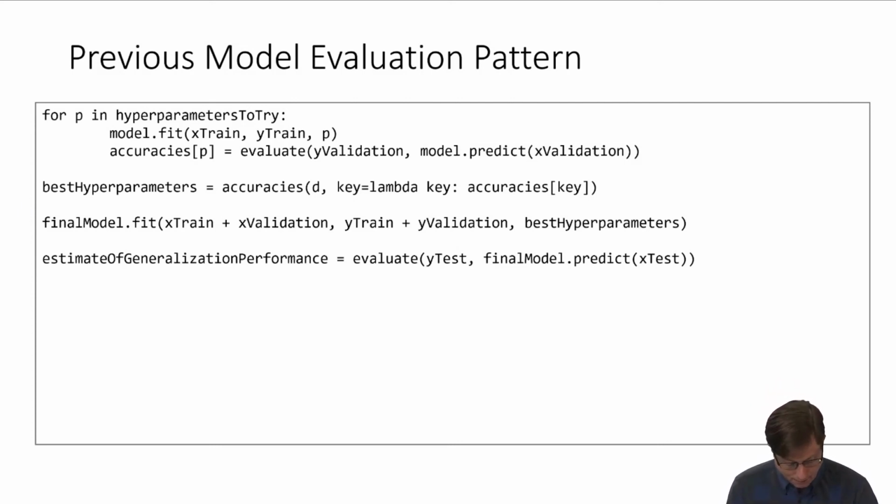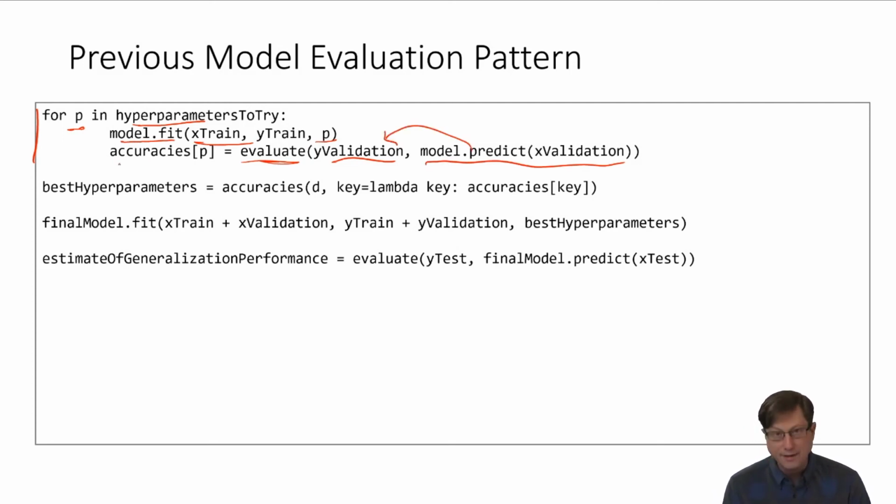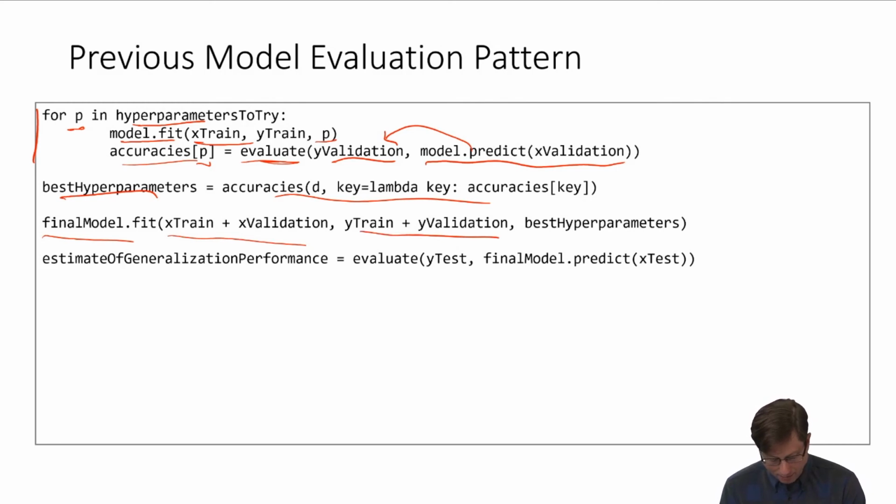Here is the pattern that we looked at before, and would say for each hyperparameter to try, which might be step size, convergence, etc., build a model on the training data using that parameter, evaluate it on the validation data by having the model predict it and comparing it to the true validation labels, store that in some accuracies lookup table from the hyperparameters to the accuracy. Then we find the best set of hyperparameters using this Python wizardry, and we build a final model, bringing as much data to bear as we can, with the best hyperparameters. Then we estimate generalization performance on the test data, and look at, is that good enough to ship?